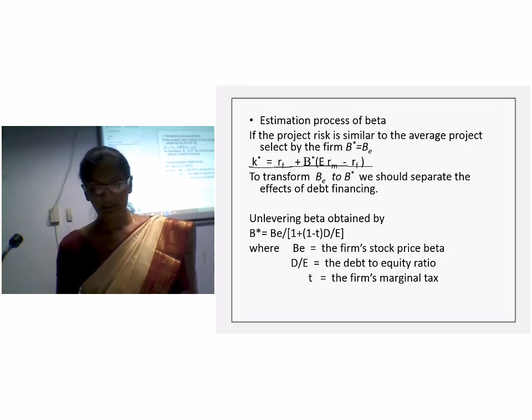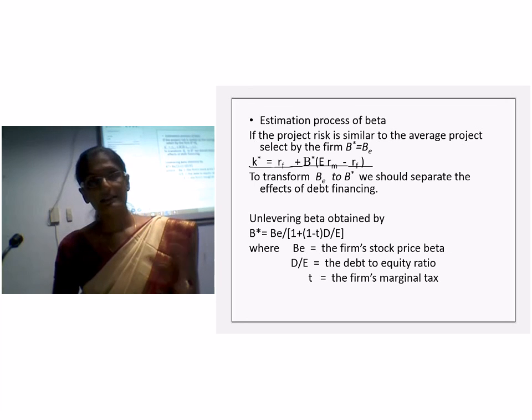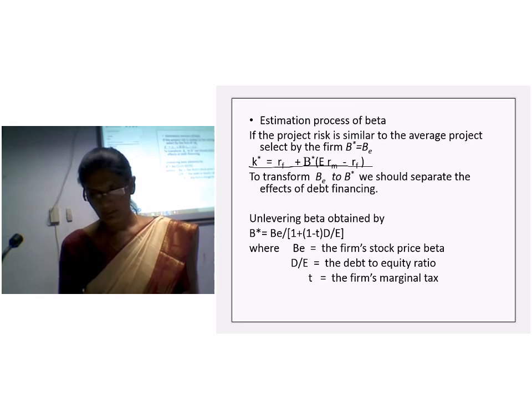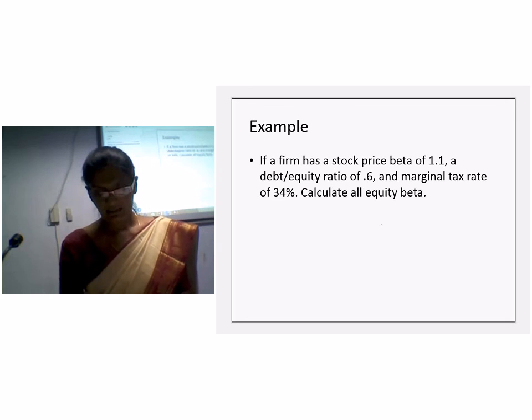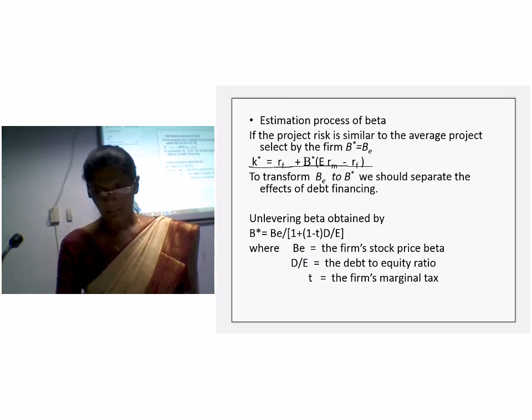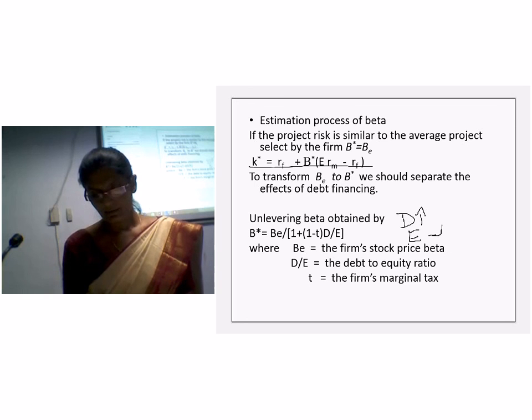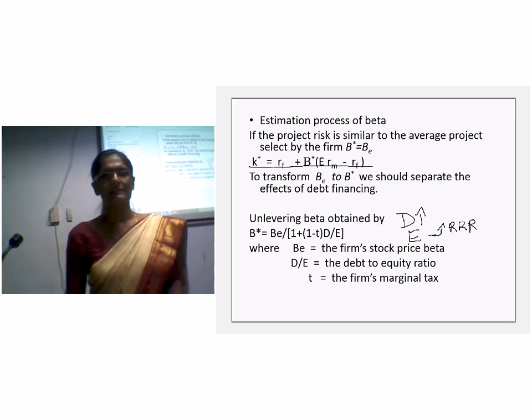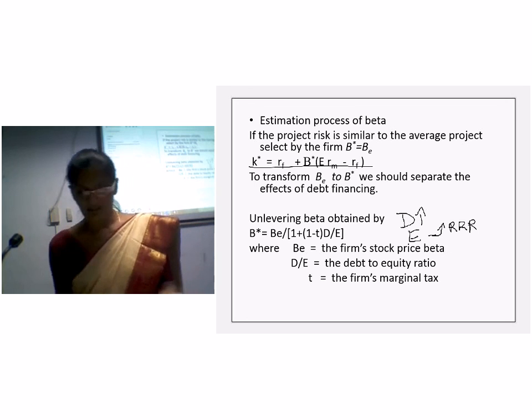Did you get my point? If the firm has debt capital in the capital structure, that means the equity shareholders of the particular firm are facing a higher risk, right? If the firm has more debt capital in the capital structure, equity shareholders expect a higher required rate of return. Their required rate of return will increase due to the debt capital in the capital structure, because they are bearing a higher risk, right?